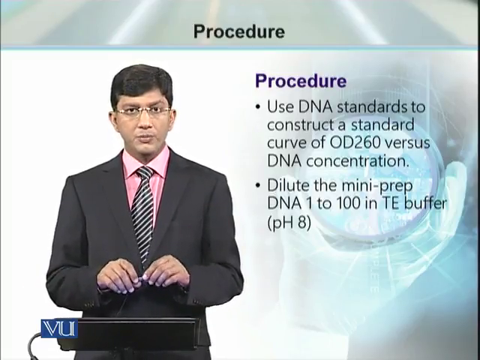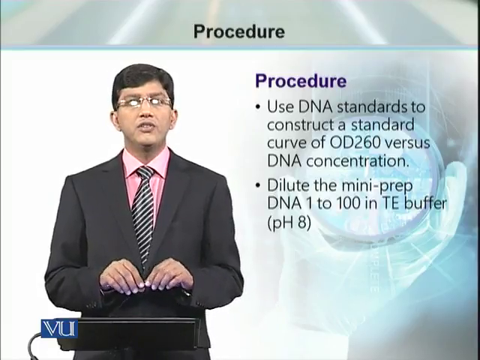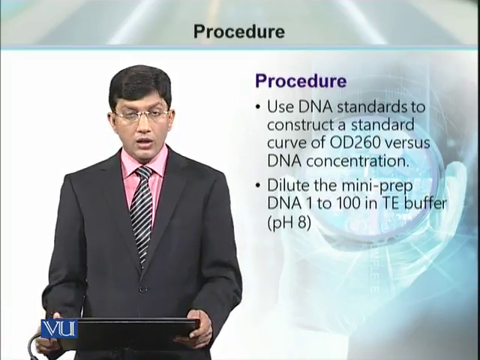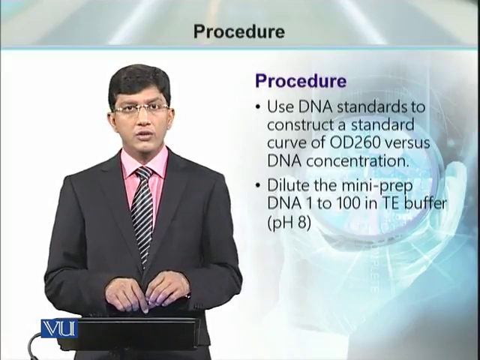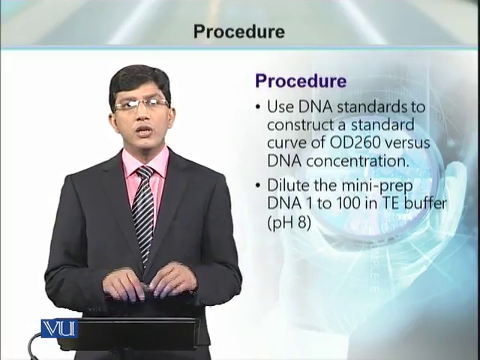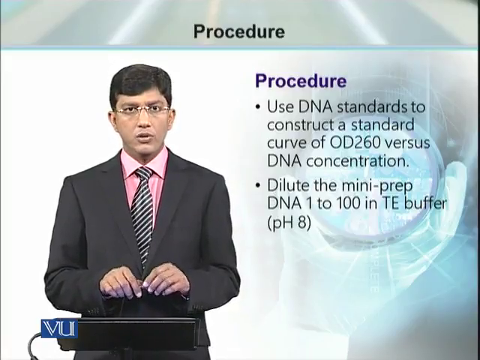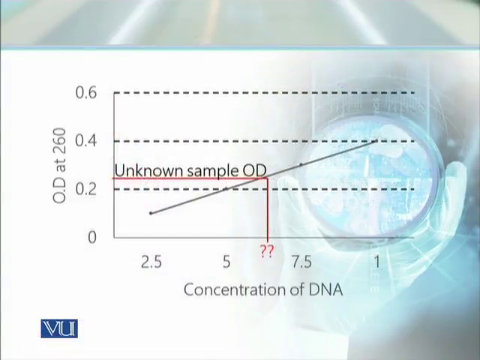एंड फॉर दिस पर्पस द एब्जॉर्बेंस शुड बी noted or the optical density should be observed at 260 nanometers. And now, once we have decided that to proceed further, we should dilute the DNA samples using TE buffer, and the dilution ratio is 1 to 100.